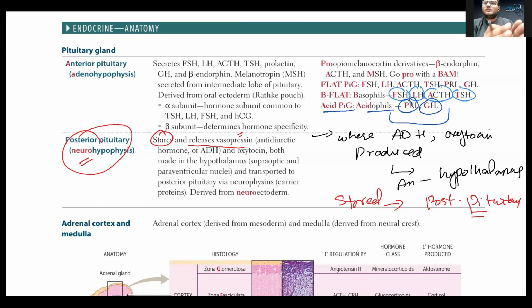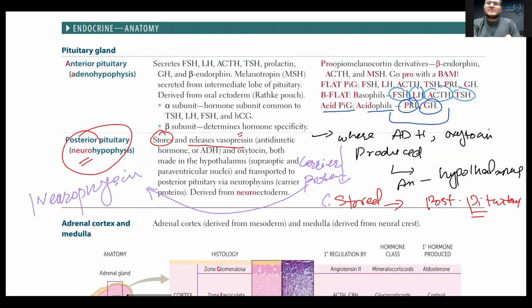ADH and oxytocin are not produced in the posterior pituitary. Next important question: which carries these hormones? A carrier protein. Super high yield question also. Who carries this from the hypothalamus? These are the carrier proteins, and one of them is neurophysin. Neurophysin is the carrier protein that carries from hypothalamus to the posterior pituitary, and this is derived from neuroectoderm. Remember, anterior is derived from oral ectoderm, and this is derived from the neuroectoderm.